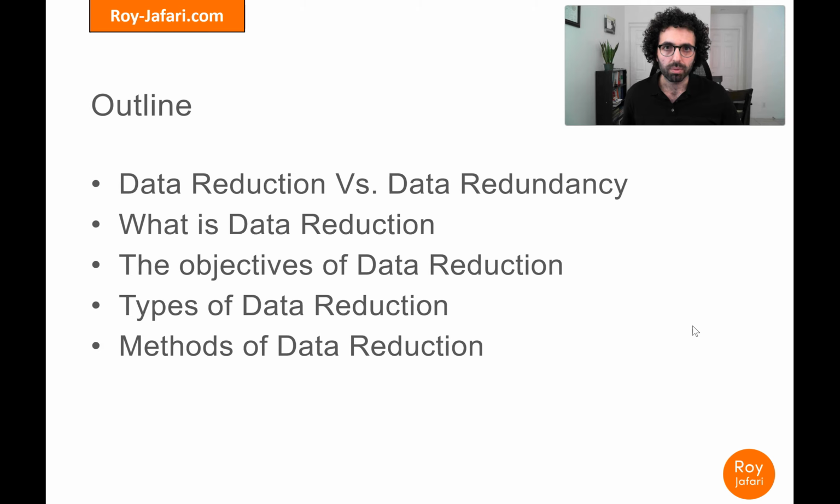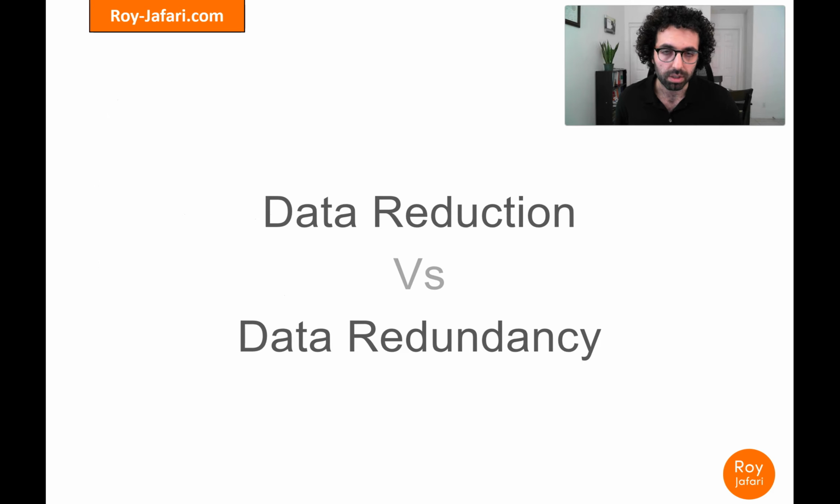Okay, so in the outline we have here, we're going to first see the distinction between data reduction and data redundancy, and then talk about what data reduction is. After that, we're going to talk about two objectives of data reduction, the objectives that a successful data reduction task is trying to meet, and then also talk about types of data reduction and the methods that we're going to be introducing in this video. In the future videos we are going to go into more details about them.